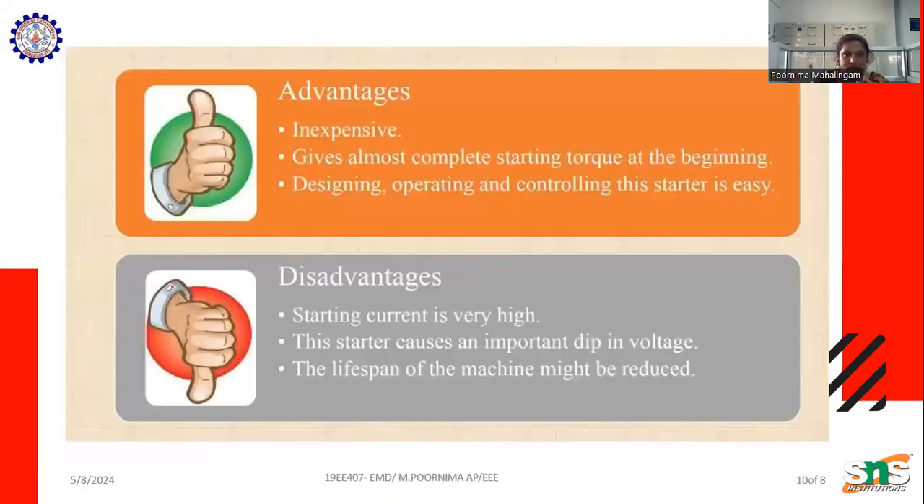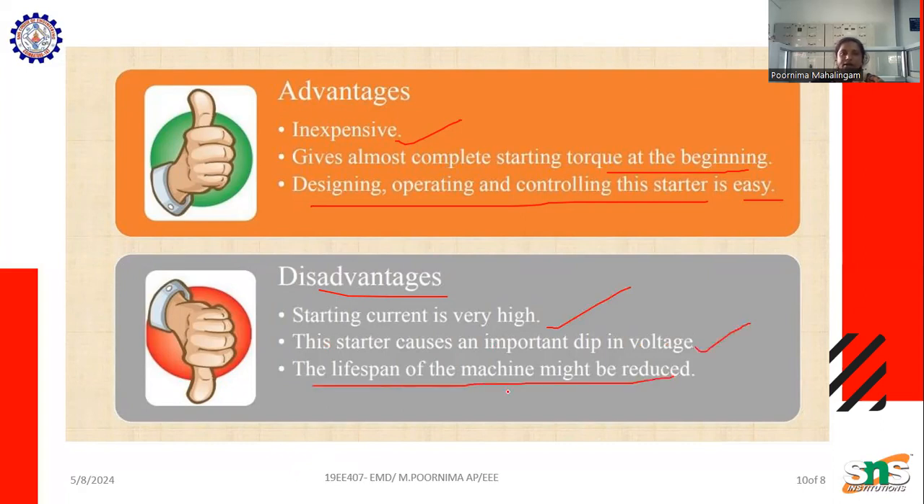The advantages of the direct online starter are that it is inexpensive, gives high starting torque at the beginning, and designing, operating, and controlling the starter is easy. Its disadvantages are that the starting current is very high, this starter causes a significant dip in the voltage, and the lifespan of the magnet might be reduced. These are the major disadvantages of the direct online starter.